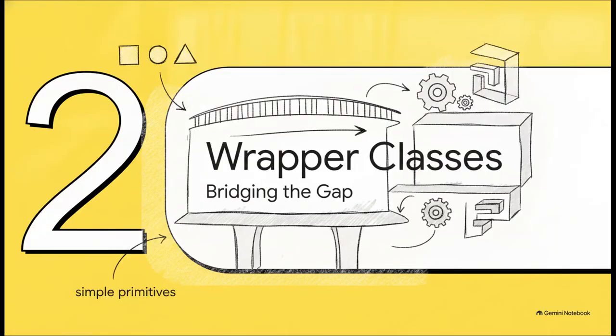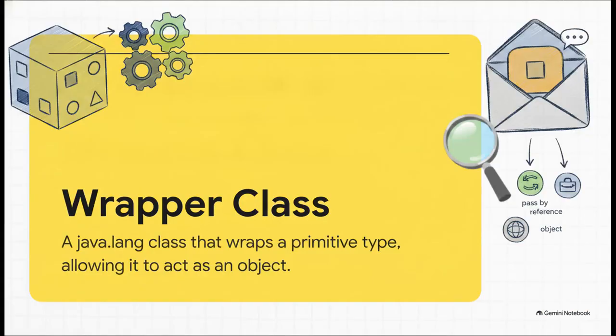Moving right along to Section 2, wrapper classes explained. Java is an object-oriented language. That means a lot of its advanced data structures absolutely require objects to function. But wait, we just established that primitive types are not objects. So what do we do when we desperately need a simple int or a char to act like a full-blown object? Well, we wrap it.